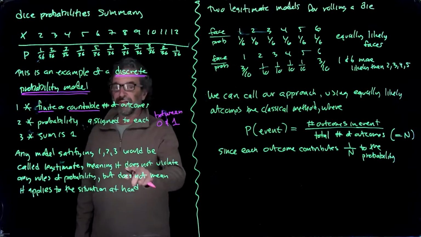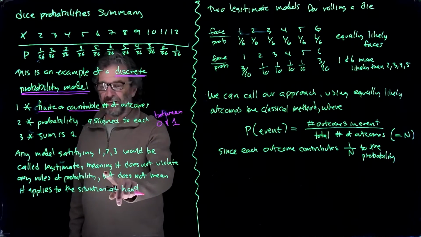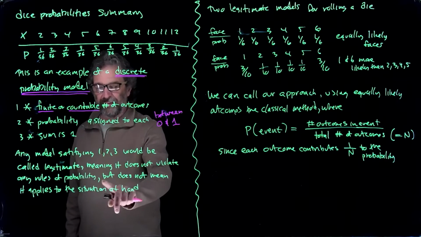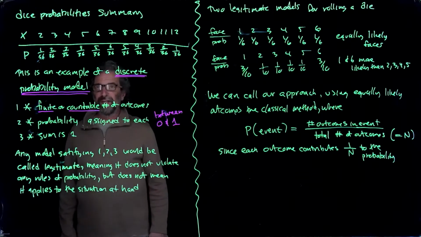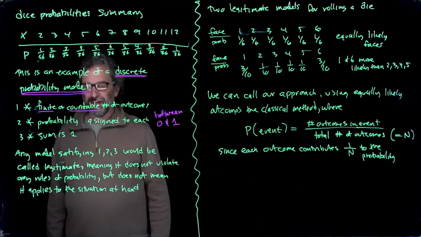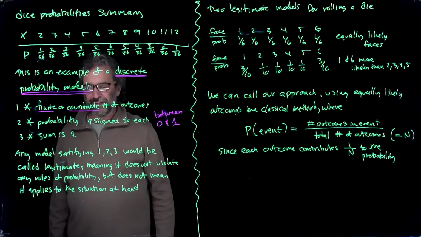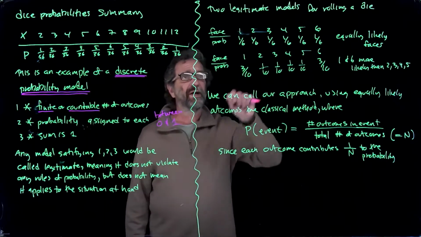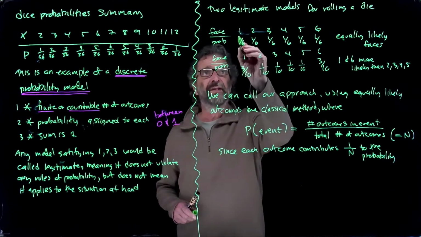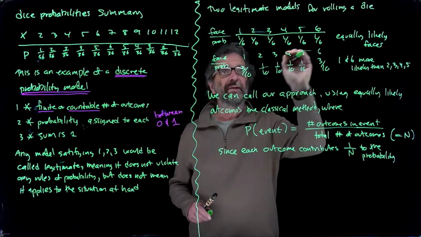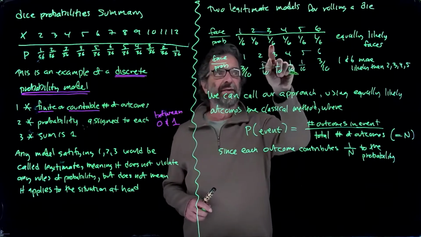Any model satisfying these 3 components would be called legitimate, meaning it does not violate any rules of probability. But that does not mean it applies to the situation at hand. So there's many possible probability models you might design for dice. And that's a pretty complicated situation. Let's just look at a simple situation of rolling a die one time. And here is what you'd expect to happen. This is the equally likely version of rolling one die. Each of the 6 spaces is equally likely, so each of them has 1/6 as the probability, like that.